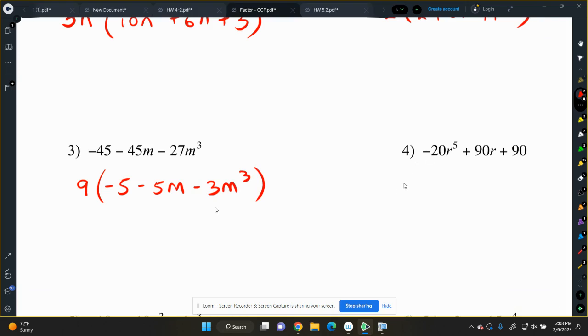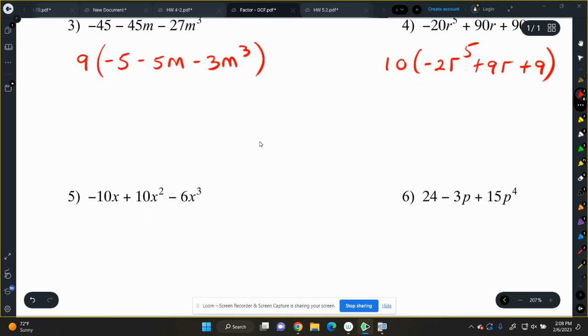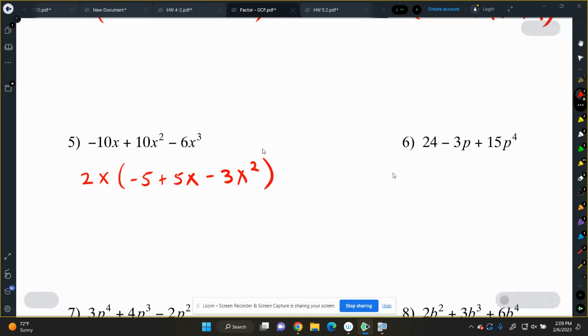Riley, number 4. 10, parentheses -2r to the fifth plus 9r plus 9. Great. Excellent. Any questions so far? Okay. Drew, number 5. I took out 2x. And then in parentheses, -5 plus 5x plus minus 3x to the second. Perfect. Perfect.